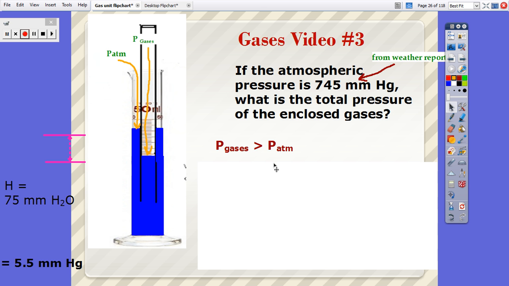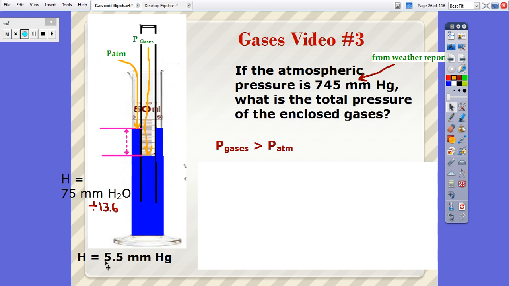Now, just like before, we need to know what this height difference is. So we're going to bring over a ruler and we're going to measure the height difference. In this case, our height difference is 75 millimeters of water. Water, not mercury, because we're using water. So we're going to divide this by the 13.6 in order to convert it into millimeters of mercury instead of water. And when we're done, we find that our height difference is about 5.5 millimeters of mercury.